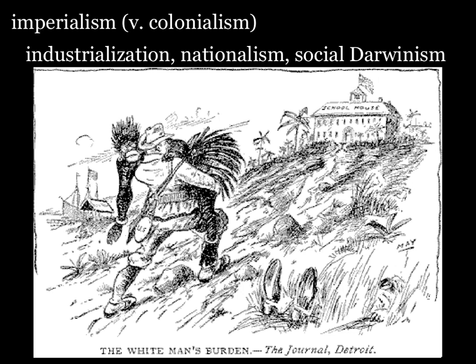Hopefully, you guys see the image of a man, and he's a white man. In this case, he's actually identified as an American. And he's holding, like you would maybe carry a baby, a stereotypical image of a native person. Based on the stereotype here, I would say maybe an African person. And he's carrying him kind of literally up a hill to a schoolhouse. And there's a very happy American flag up at the top. And then you have the title of the cartoon, right? The White Man's Burden.